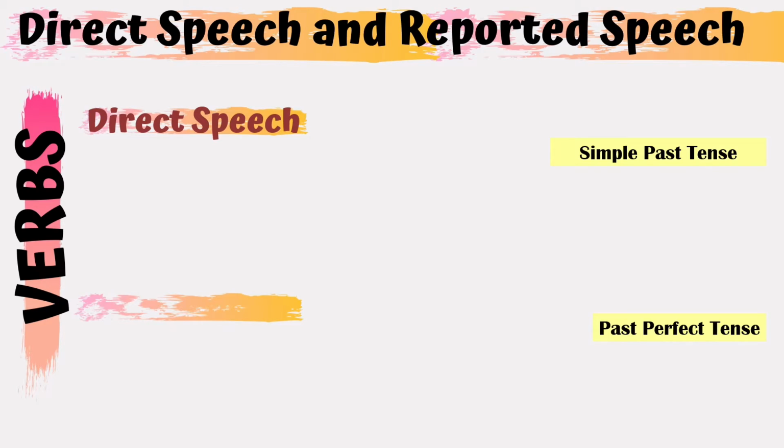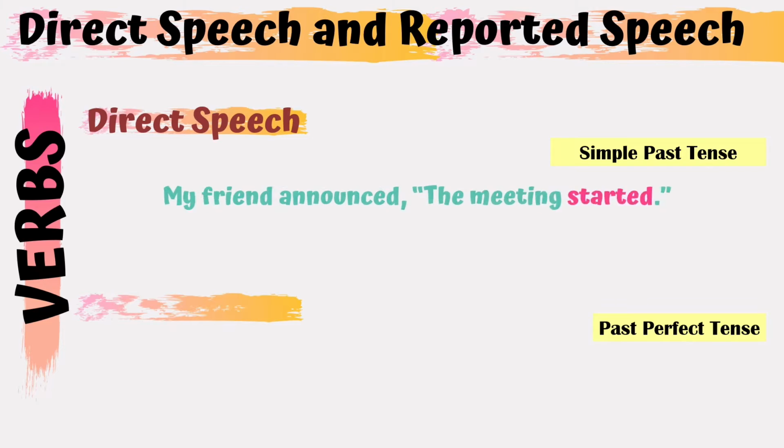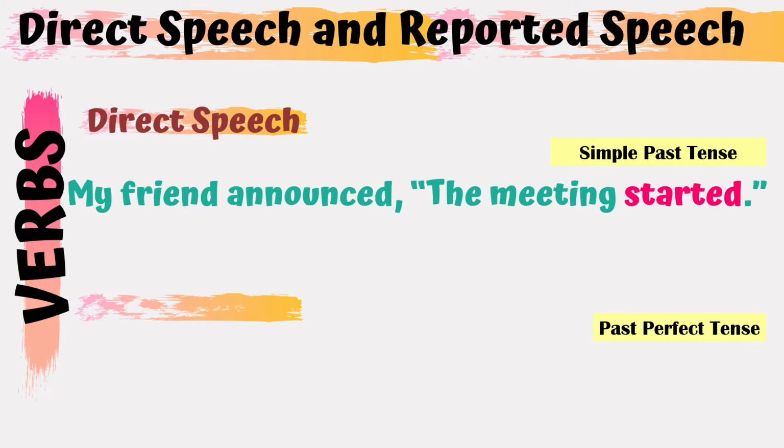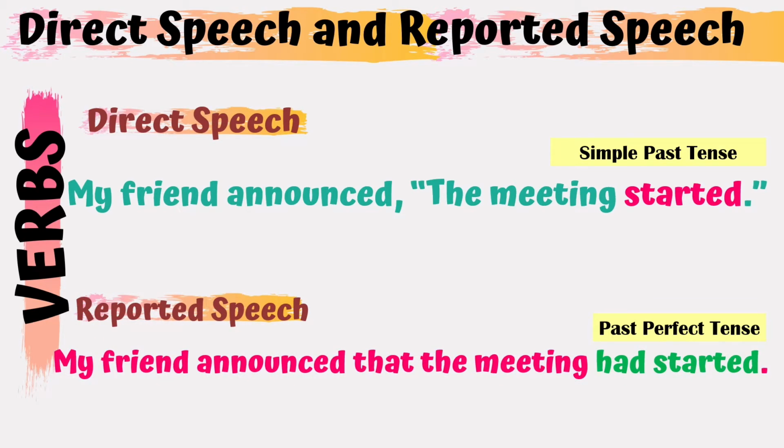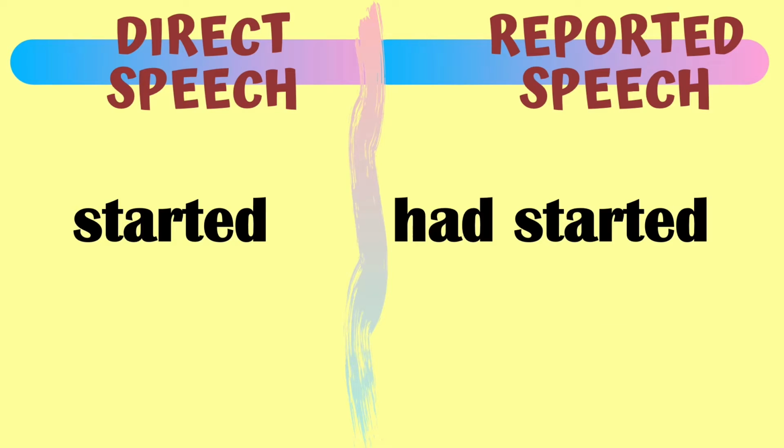For simple past tense of the verb in direct speech, example, my friend announced the meeting started. We will use the past perfect tense of the verb in converting it to reported speech, like, my friend announced that the meeting had started. We use the auxiliary had followed by the past participle form of the verb to make it into past perfect tense.